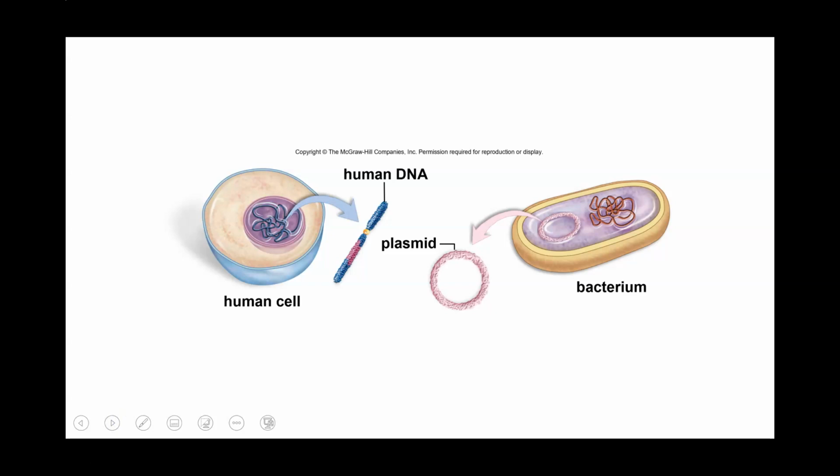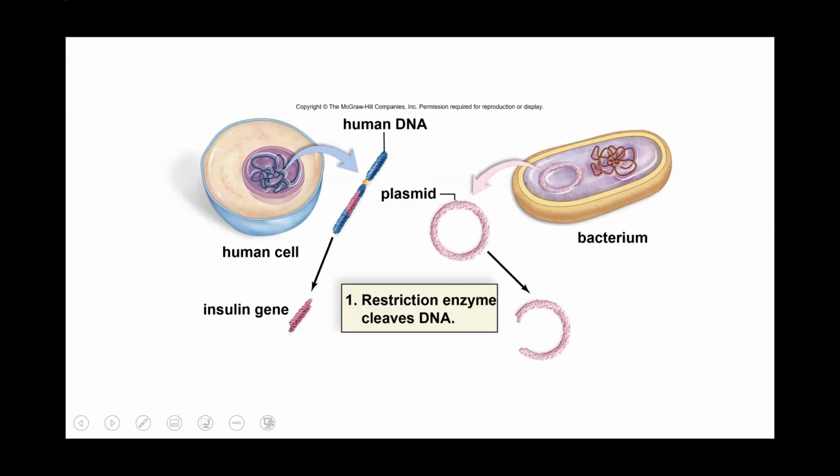So let's just look at this. Here we have DNA from a human. And here we have a bacterial plasmid. So again, this is a plasmid. This is their chromosome. And so we take the DNA from the human and we take that plasmid and we cut them both with the same restriction enzyme. What that does is it's going to produce the same sticky ends on both the human and the bacteria.